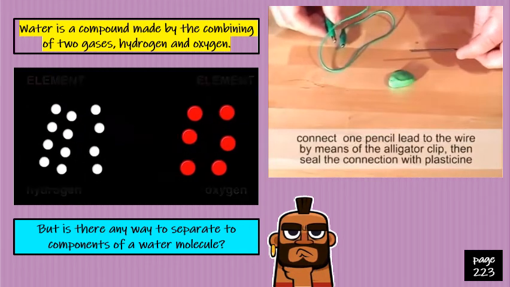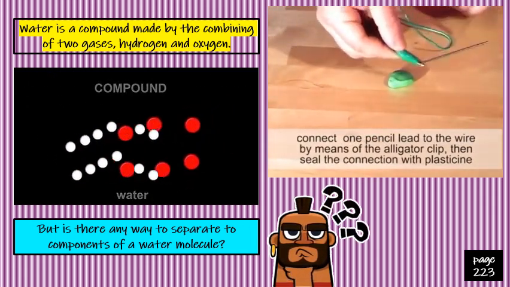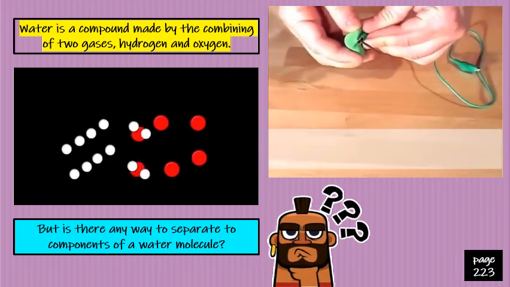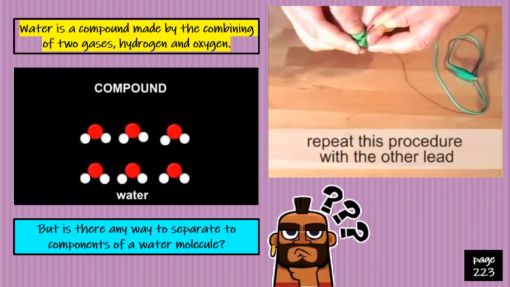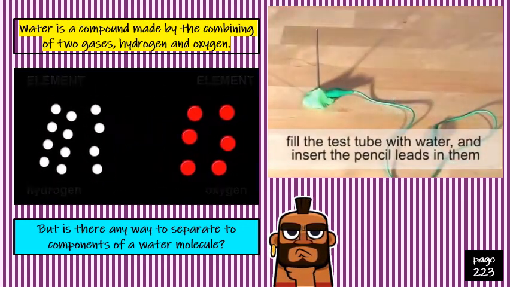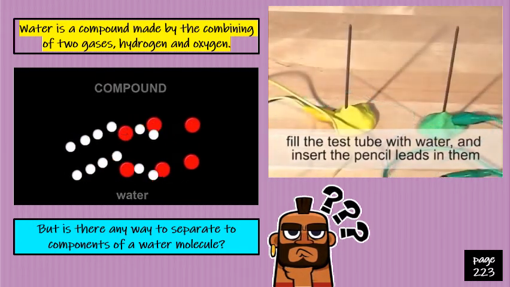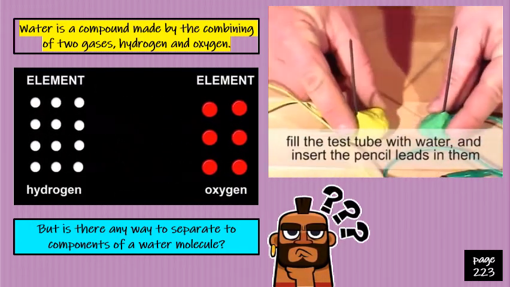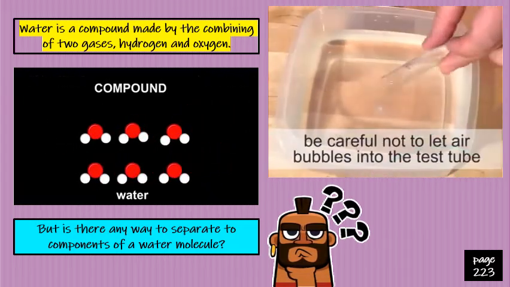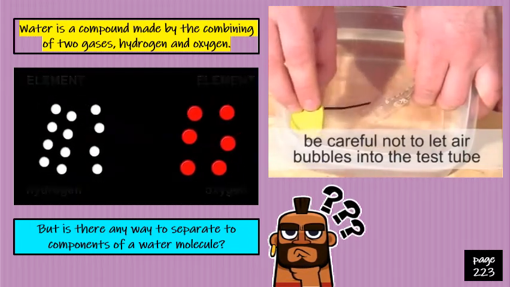Connect 1 pencil lead to the wire by means of the alligator clip. Then seal the connection with plasticine. Repeat this procedure with the other lead. Fill the test tube with water and insert the pencil leads in them. Be careful not to let air bubbles into the test tubes.